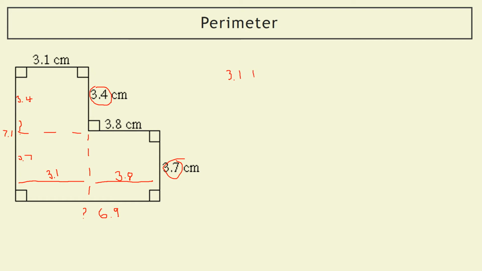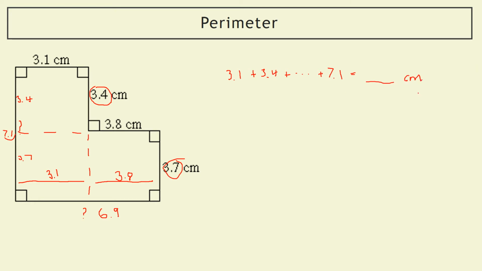and again, write it down in your calculator, 3.1 plus 3.4 plus, keep going all the way around the shape until you get back to this last bit, the 7.1. Add that on, and then you're back to the start. And because our question was in centimeters, our answer will be in centimeters.